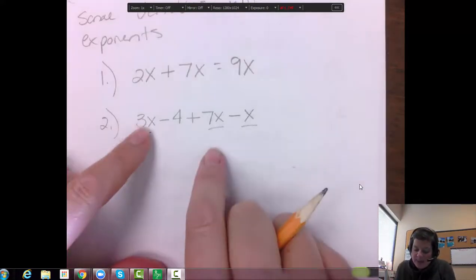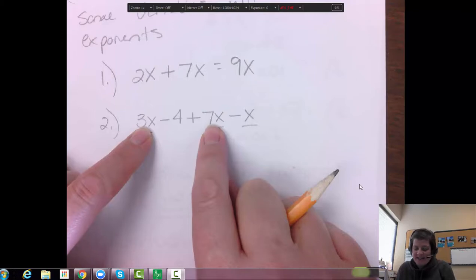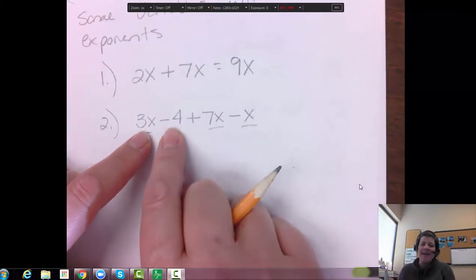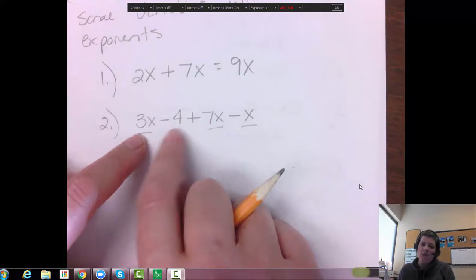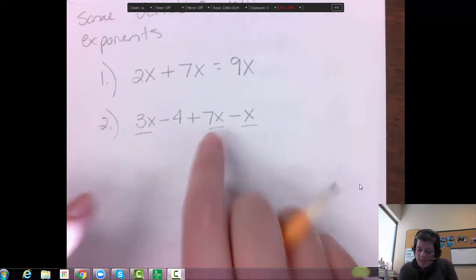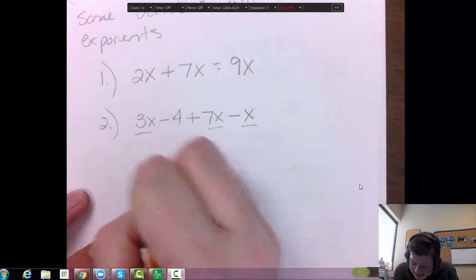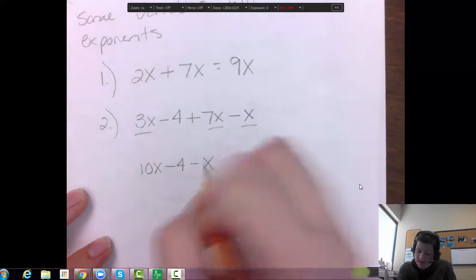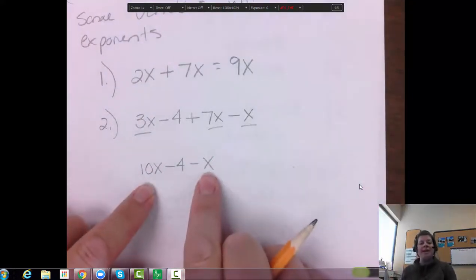So we're going to take 3x and 7x and combine them. I can't combine 4 because it doesn't have an x. That's what I mean by like terms. Negative 4 or minus 4 is not a like term. So 7 plus 3 is 10 x's, and I still have that minus 4, and I still have that minus x. Now these terms are like terms too.